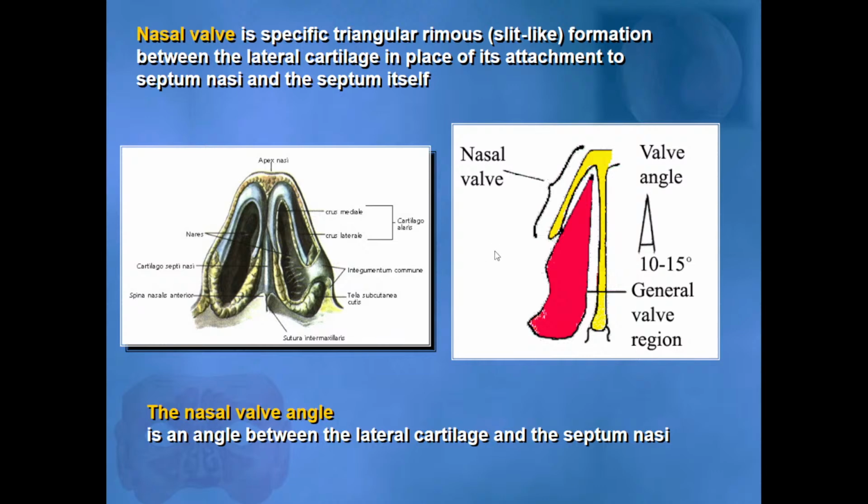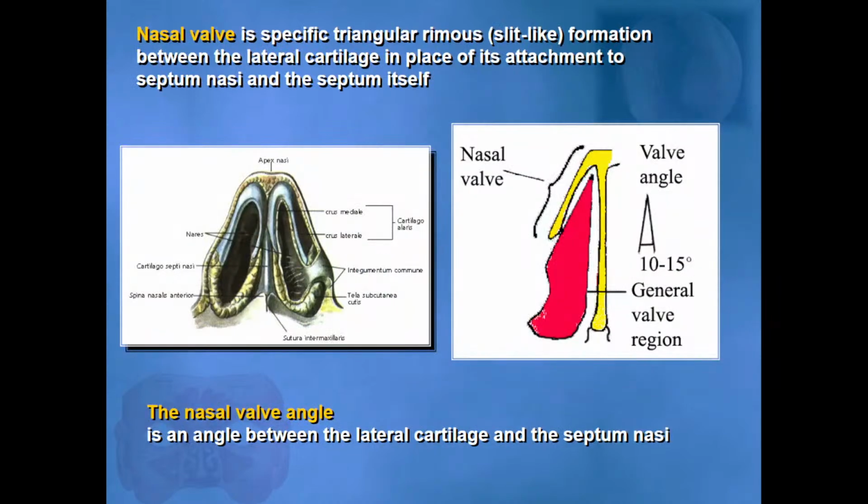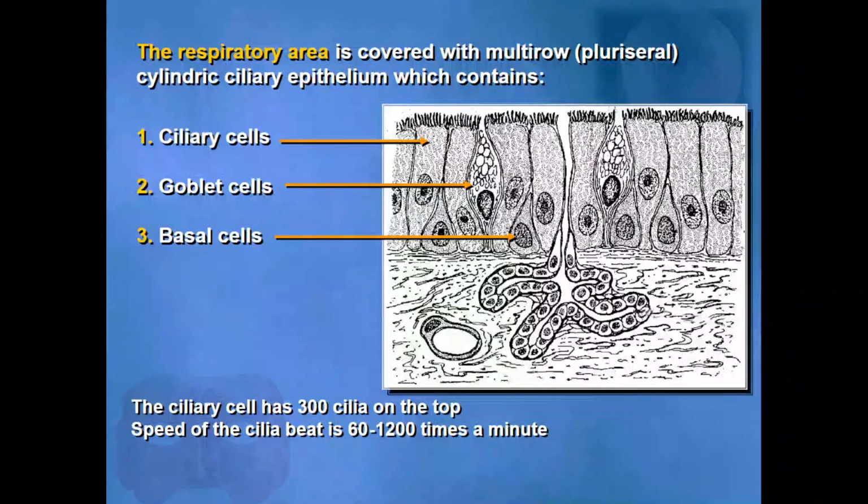Also, scientists distinguish such a structure as the nasal valve. The nasal valve is a specific triangular slit-like formation between the lateral cartilage in the place of its attachment to the septum, and the nasal septum itself. Yeah, here. So it's the nasal valve. The nasal valve plays a quite important role in directing air flow in the nasal cavity.